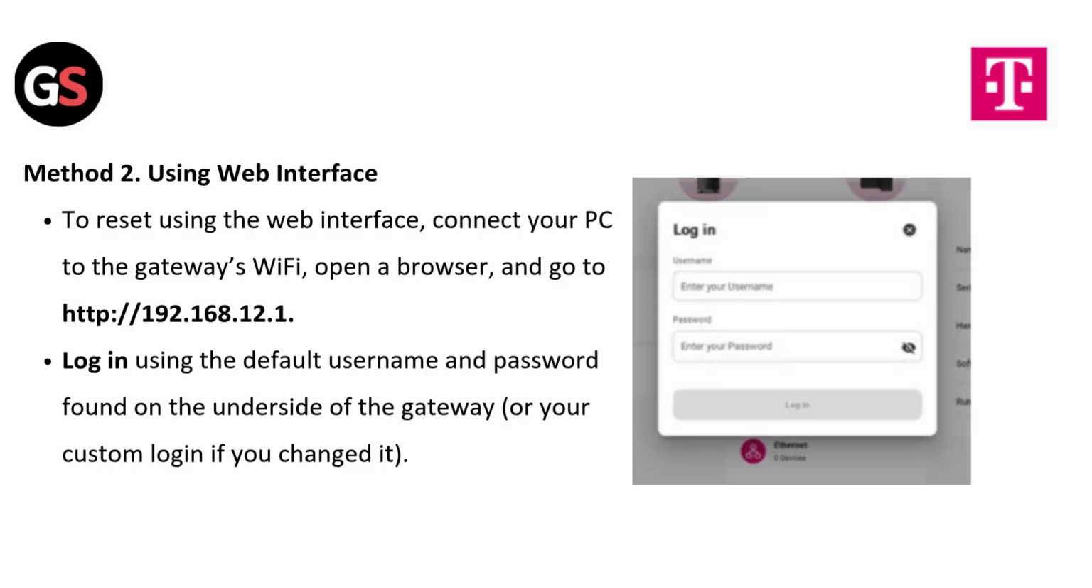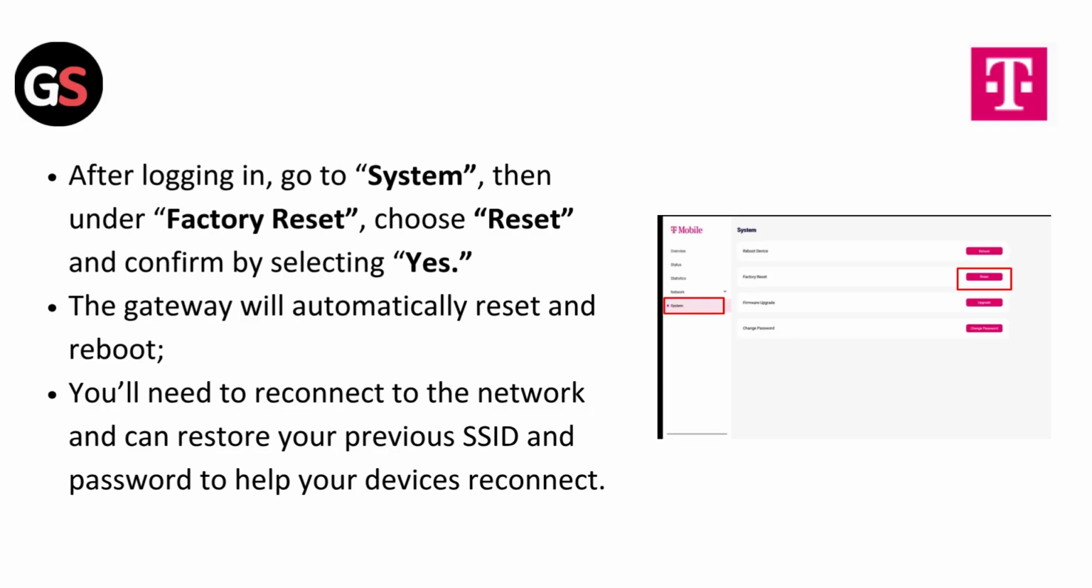To reset using the web interface, connect your PC to the gateway's Wi-Fi, open a browser and go to http://192.168.12.1. Log in using the default username and password found on the underside of the gateway, or your custom login if you changed it. After logging in, go to System, then under Factory Reset, choose Reset and confirm by selecting Yes. The gateway will automatically reset and reboot.